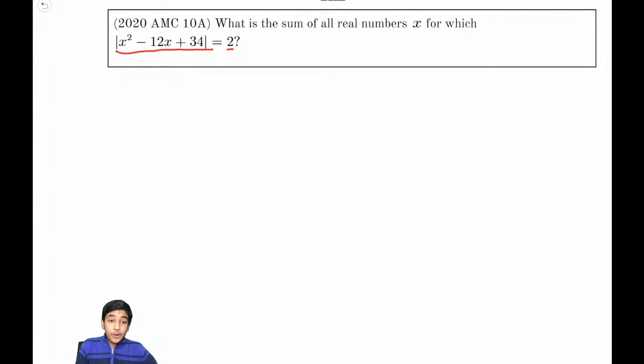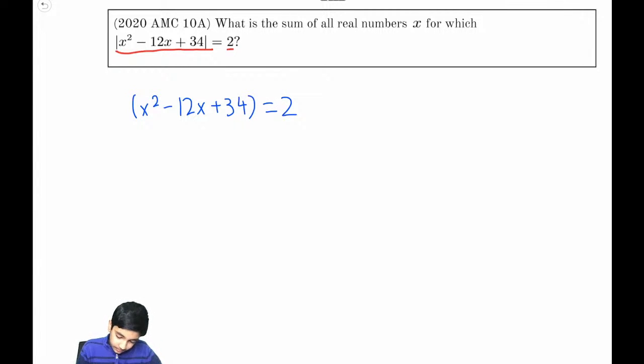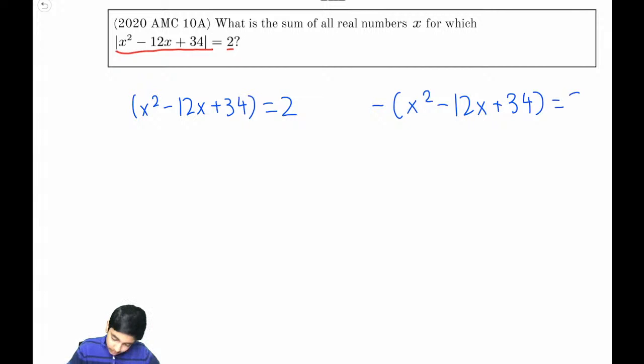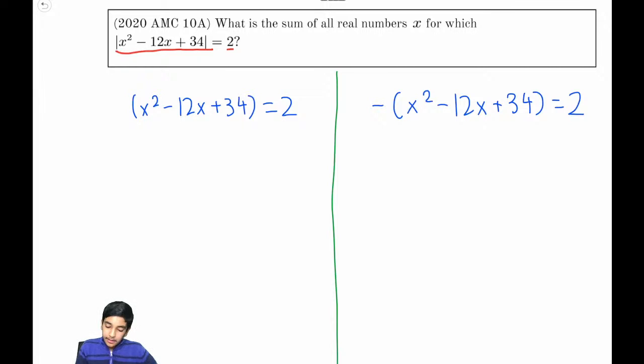Okay, so there's two cases here. We either have |x squared minus 12x plus 34| is 2. That's one case. The other case is where we have the negative of x squared minus 12x plus 34 is 2. These are two cases, so let's draw a line between them just to not get them confused. These are two cases because, remember, absolute value will make a negative number positive and keep a positive number positive.